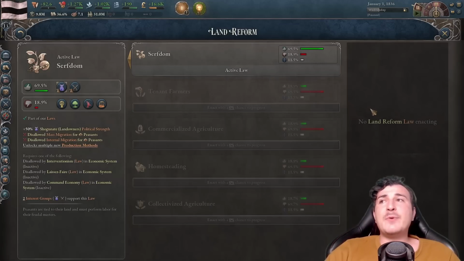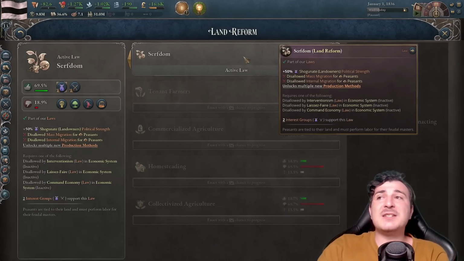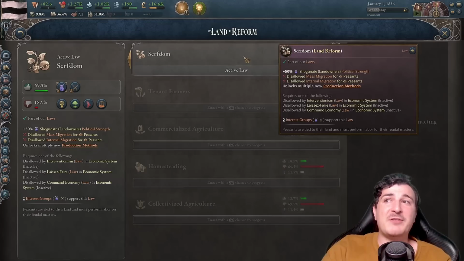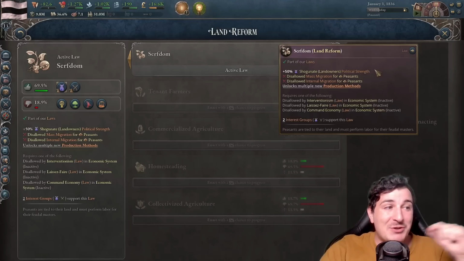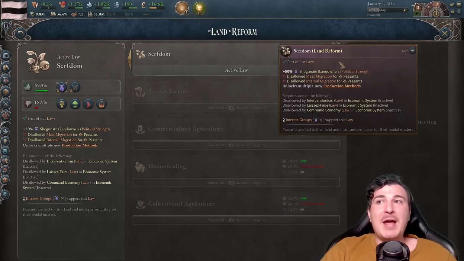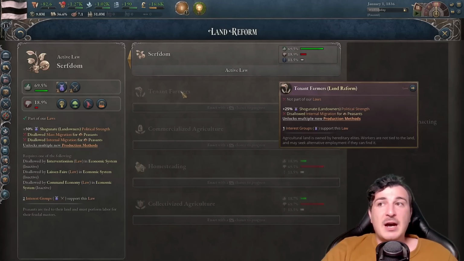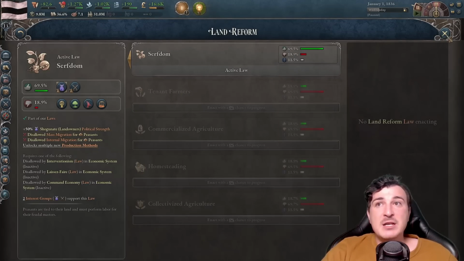When it comes to the land reforms, the worst one you can have is serfdom, because not only does it give 50% political strength for the landowners, the one interest we do not want any political strength for, but it does not allow migration between provinces, so you cannot migrate people between your states, and you also don't have the ability to allow mass migration for your peasants. Tenant farmers allows mass migration, but it does not allow internal migration between states. So what does that mean?